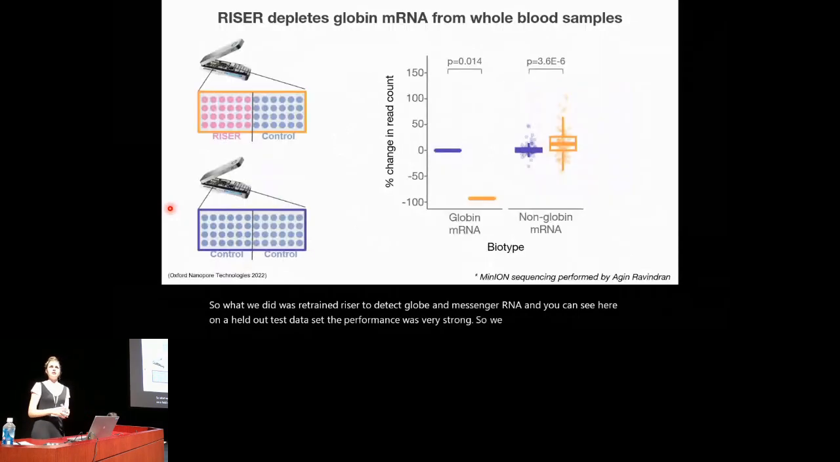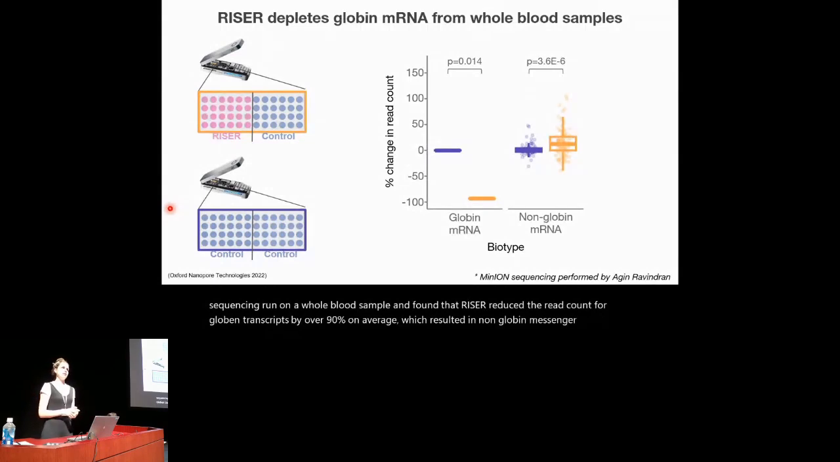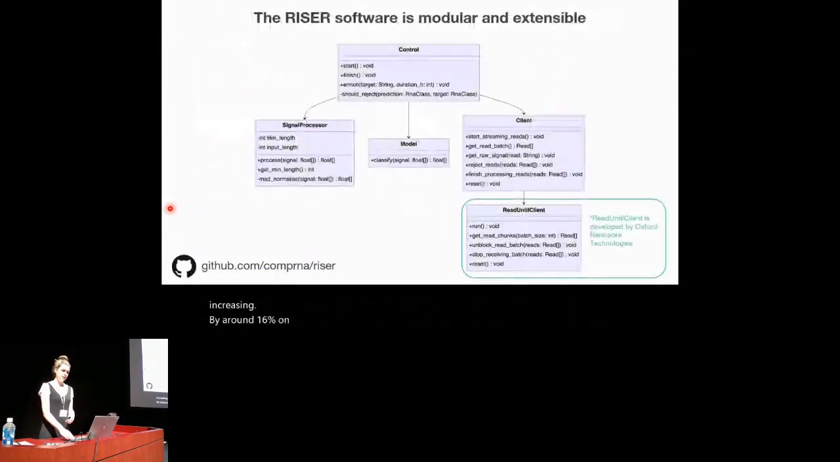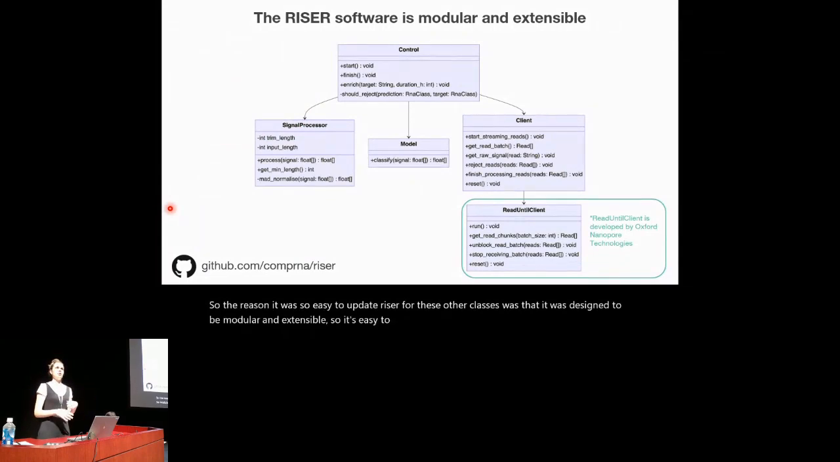So we then took it into a live sequencing run on a whole blood sample and found that RISA reduced the read count for globin transcripts by over 90% on average, which resulted in non-globin messenger RNA increasing by around 16% on average. So the reason it was so easy to update RISA for these other classes was that it was designed to be modular and extensible. So it's easy to replace the model or adapt the signal processing approach, or if Nanopore update their read until API, that's just encapsulated in a wrapper class. So the changes are isolated.